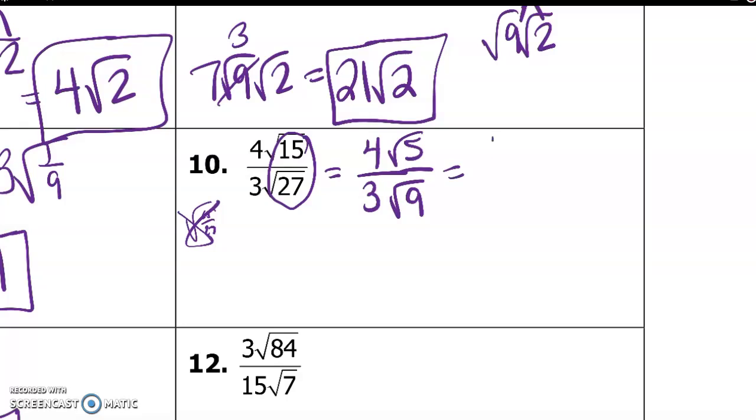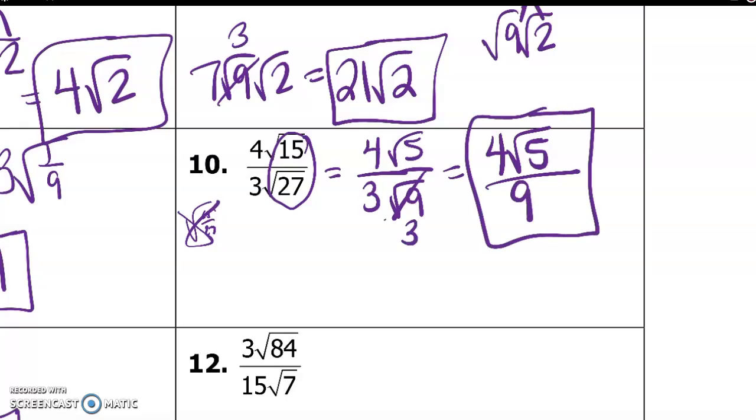So we cannot simplify the top at all. So 4 square root of 5 goes along the top. Square root of 9 is 3. 3 times 3 is 9. 4 over 9 cannot be simplified, so that's your final answer. 4 square root of 5 over 9.